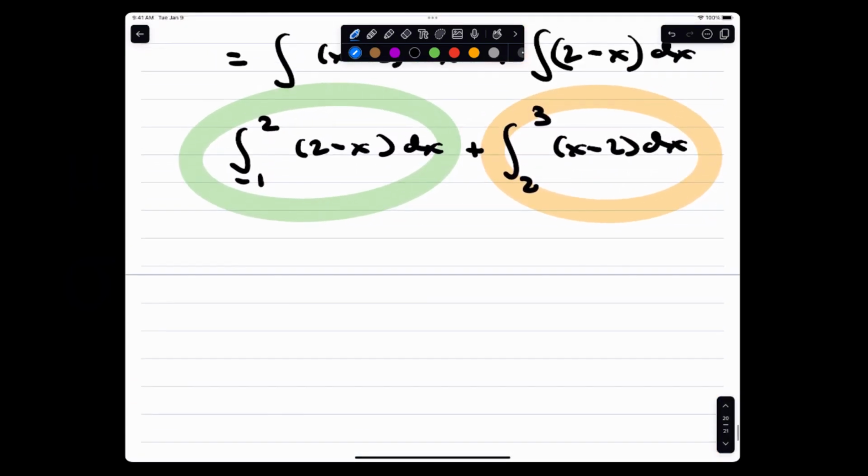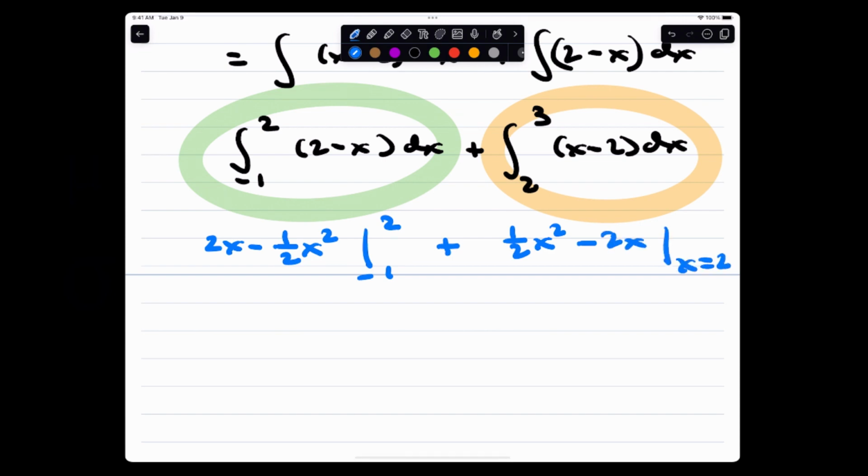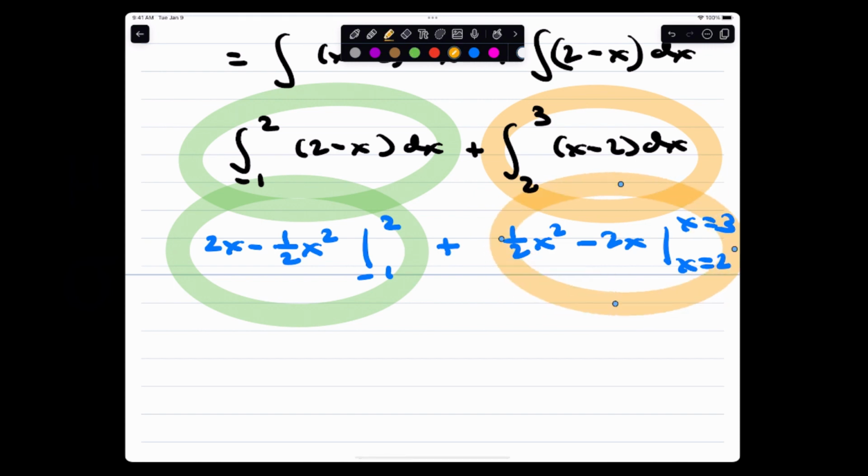So what's this integral, this first one here, right? You now have 2 different integrals now. So this will be what? 2x minus 1/2 x squared, evaluated from -1 to 2, plus there 1/2 x squared minus 2x, evaluated from x is 2 to x is 3. So this integral. And then what? This. Notice again you have what here? Plus. Plus.